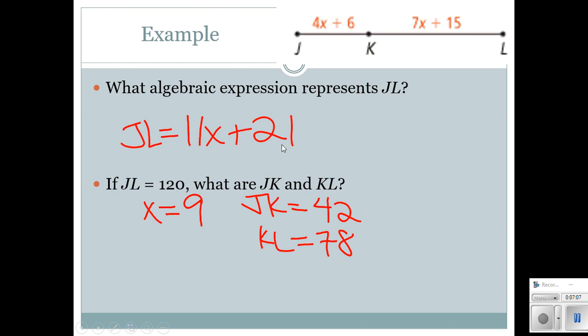120 minus 21 is 99. Divided by 11 gives you x, which is 9. Once you solve for x, plug it into here and here. So you have 4x, 36 plus 6, which is 42. So this is 42. And then you have KL, 7 times 9, 63, plus 15 is 78. So you can plug in the x to each one to get the measurement for each line segment.